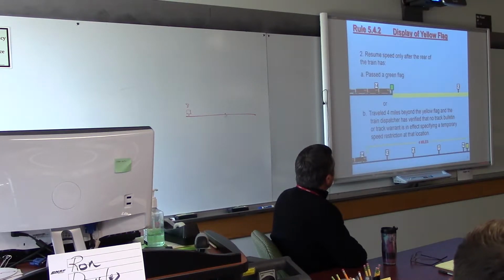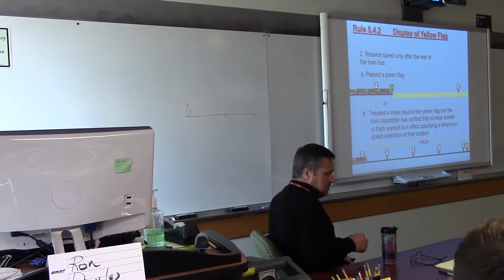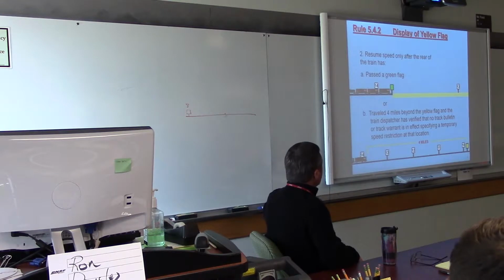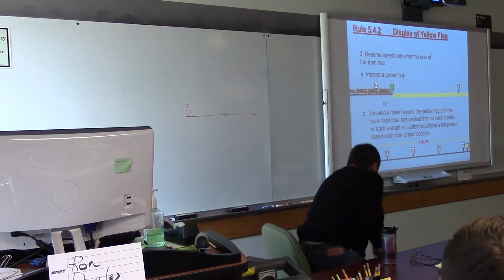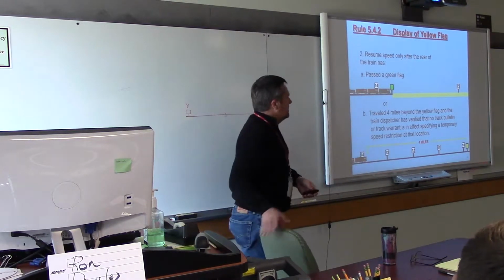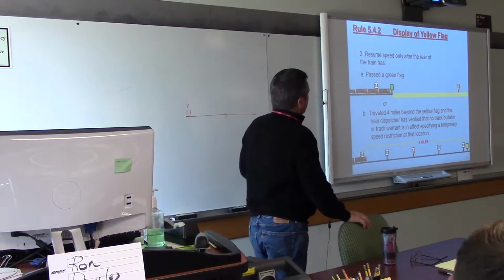Keep going there. 2. Resume speed only after the rear of the train has A. Passed a green flag, or B. Traveled 4 miles beyond the yellow flag and the train dispatcher has verified that no track bulletin or track warrant is in effect specifying a temporary speed restriction in that location. So let's kind of take this from the top. And this is something you need to kind of commit to memory.